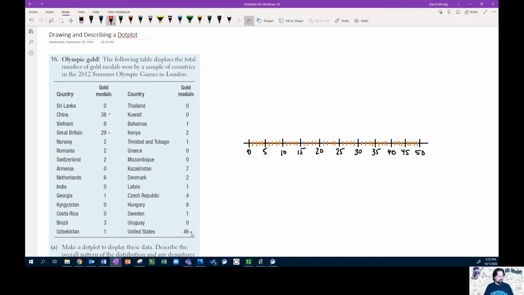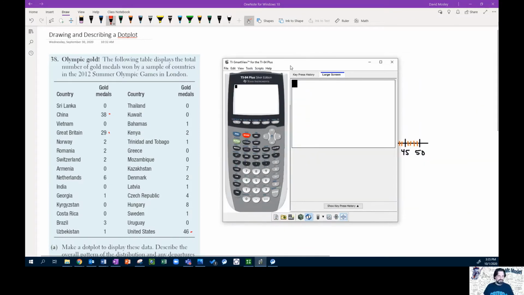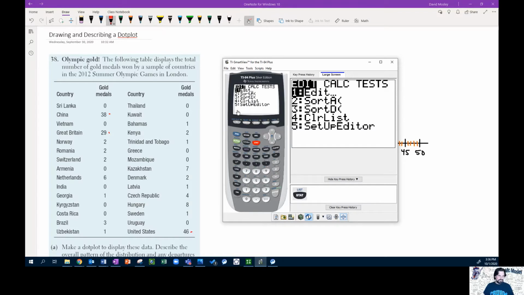Something else that's going to help as far as creating this is to order the data from smallest to largest so that I can then just go through on the calculator and plot the points in order instead of skipping around, trying to make sure I don't skip any. So I'll drag my calculator into the screen here. I'm going to put the key press history on here as well so we can see what's going on there. I've already put this data into a list in my stat button.